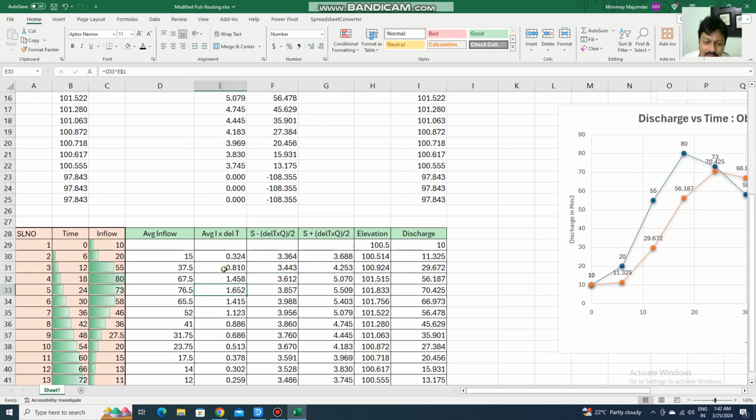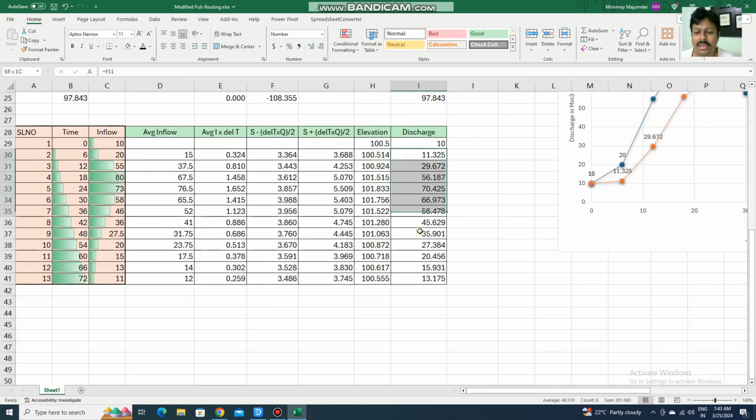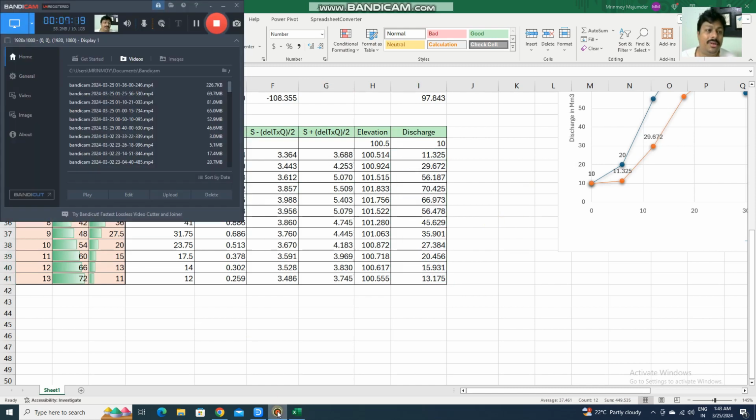And already you have calculated the average I into del T. So add S minus del T Q by 2 with that average I into del T. You find the new or the current S plus del T Q by 2. Finding that means again new elevation, new discharges. New elevation is found. From the new elevation you find the new discharge. And so on, and you will get this beautiful new discharge curve, which is supposed to be the characteristic of the hydrograph at the outlet of the reservoir.